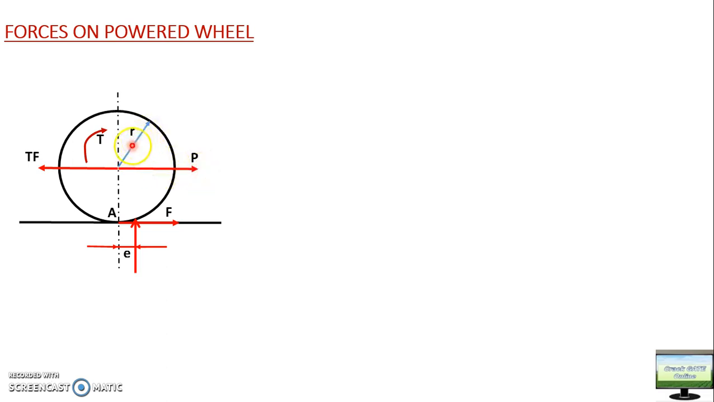R is again the same, rolling radius. Torque is acting on your tire in clockwise direction, and your movement will be in this direction. Again, this reaction force will act like this. As I have told you, this is a powered wheel. Torque is applicable here, so if torque is applied, then there will be traction. In the case of the towed wheel, there wasn't any traction. But now, because it is a powered wheel, traction is being produced. The torque is in clockwise direction and the direction of motion is this. Because of that, your traction will help your tire to move in forward direction. So this will be the direction of your traction force.